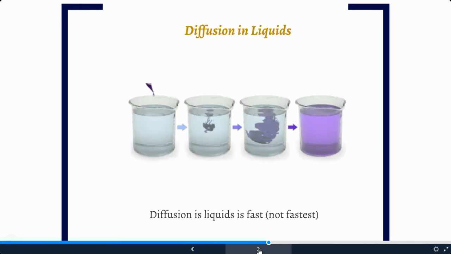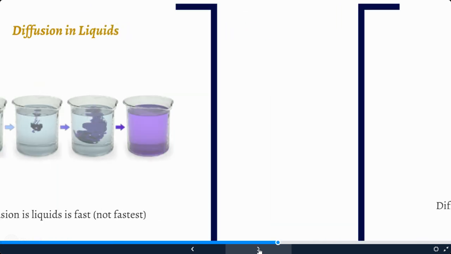Now, in the case of liquids, their diffusion is small as compared to gases, but they can diffuse. You can see in this example, a beaker of water is mixed with a drop of potassium permanganate, and this potassium permanganate slowly spreads into the whole liquid, and the whole liquid becomes purple. That means the kinetic energy of liquids is more than solids, but as compared to gases, they are less. But these particles can diffuse very easily.